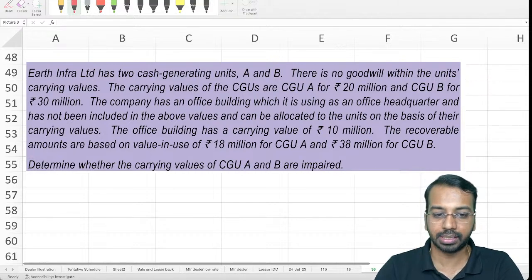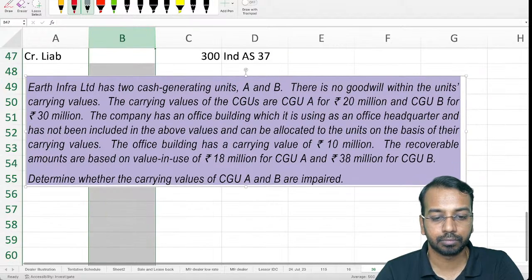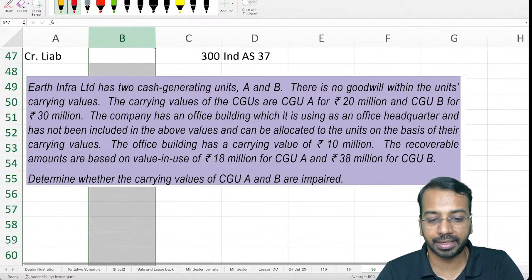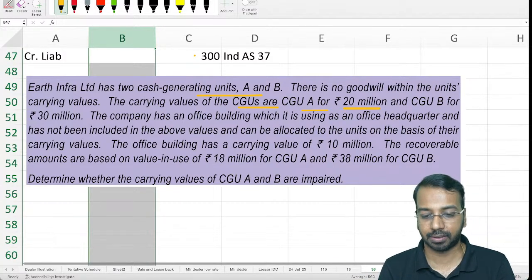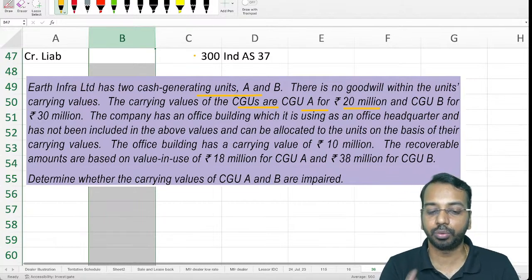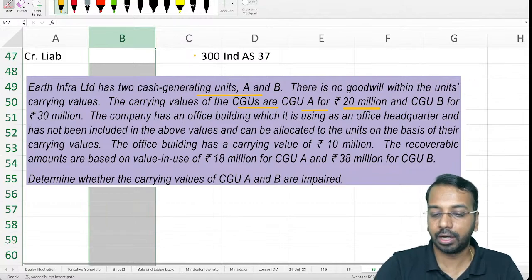So now this is a case where there are two cash generating units, CGU A and CGU B. CGU A has 20 million, CGU B has 30 million, and also there is an office building. Now, the office building is called a corporate asset. That corporate asset is not directly attributable to the CGU, it has to be allocated. And how do we allocate the corporate asset to the CGU?